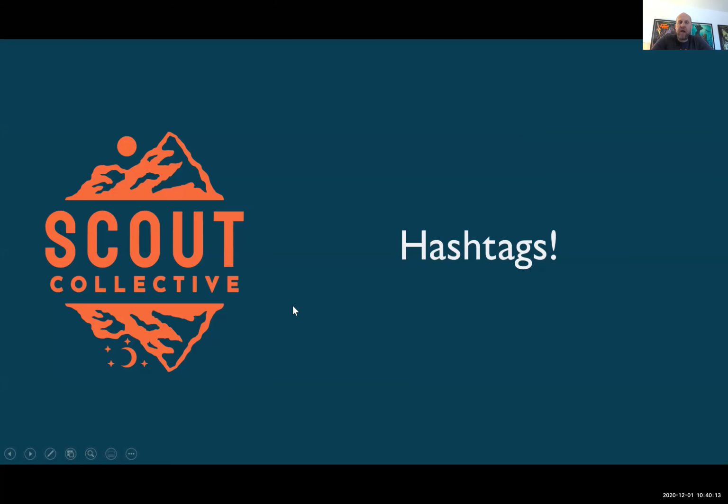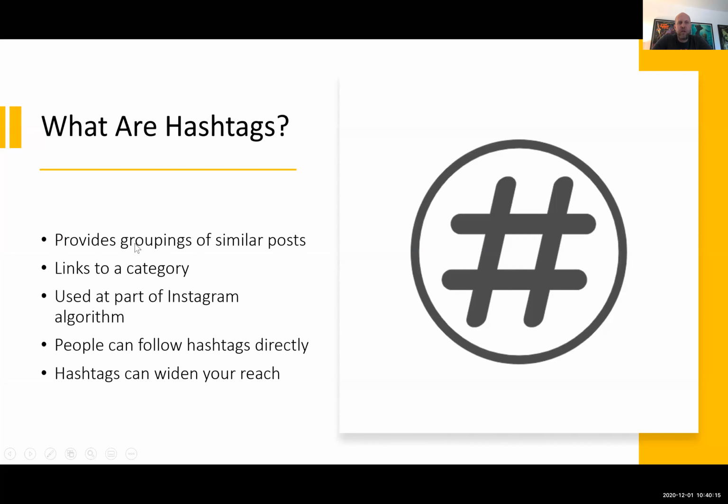Hashtags. We're covering a lot of ground quickly, so hopefully that's working for everybody. What are hashtags? So we got that question a few times on the last few posts, like what the heck are hashtags, right? And really hashtags are a way of grouping similar posts or categories. They are used as part of the Instagram algorithm. People can follow hashtags directly. So let's say, for example, you love the White Mountains, right? In Arizona.